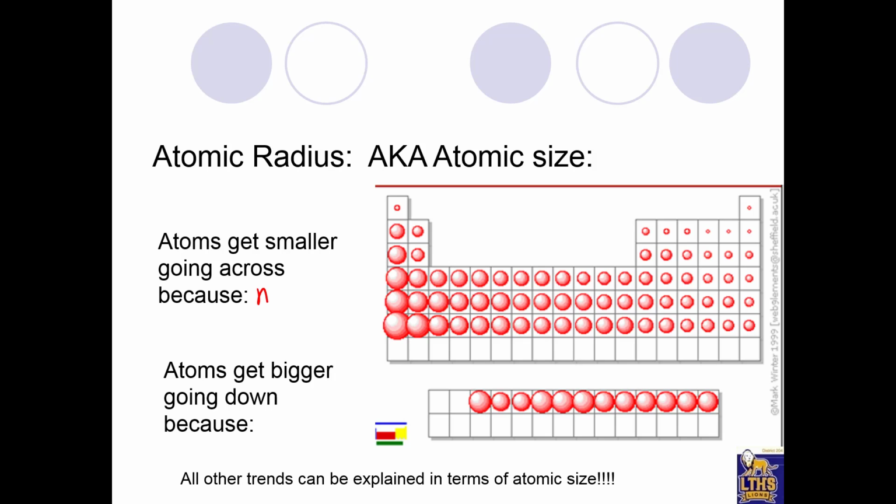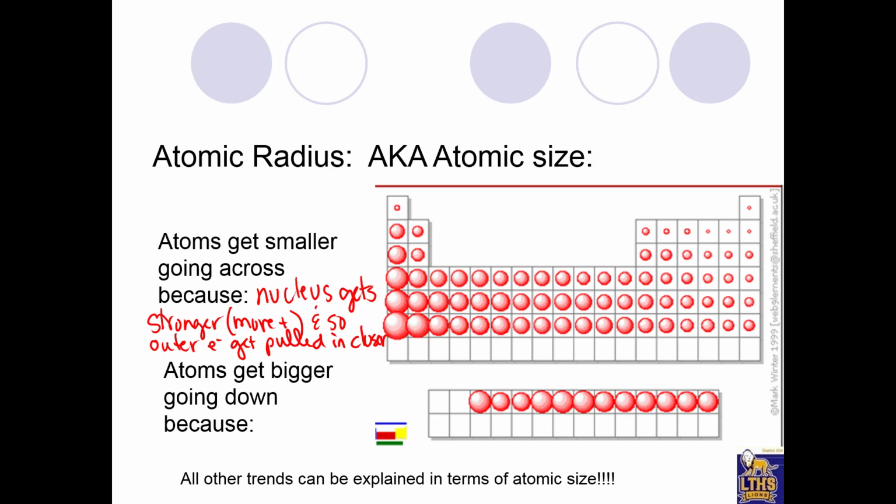Because the nucleus gets stronger, more positive, right? More positive. And so outer electrons get pulled in tighter, in closer. Okay. Atoms get bigger going down the table.